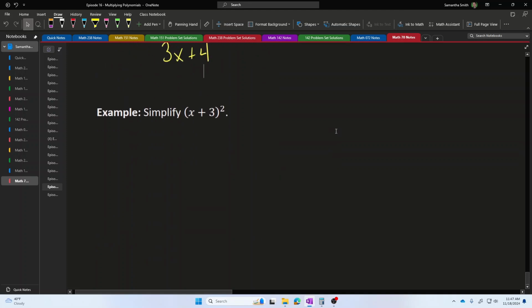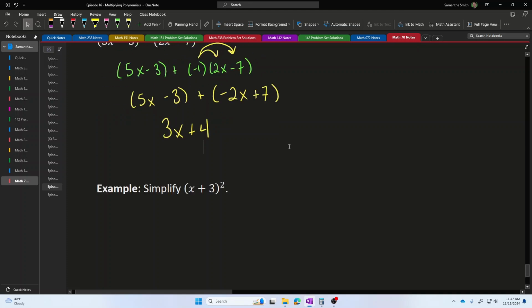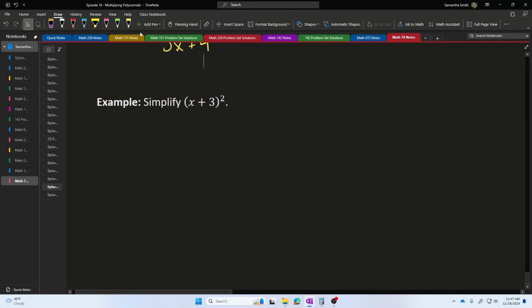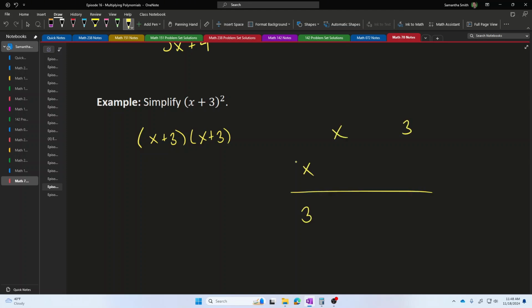And if someone asked me to take an expression like x plus 3 and raise that quantity to the second power, and to do that exponent, then all I would have to do is remember that exponents mean take 2 copies of the quantity to which that exponent is applied and multiply those two together. So this would be x plus 3 times another copy of x plus 3, which I could do in the grid, for example.